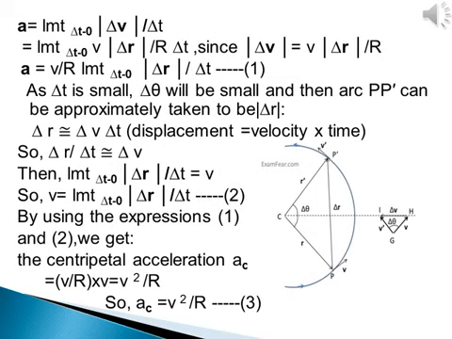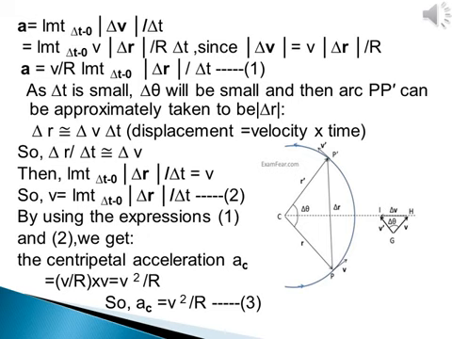Then the magnitude of instantaneous acceleration can be written as a = limit Δt tends to 0 of |ΔV|/Δt, which is equal to limit Δt tends to 0 of (v/R)|ΔR|/Δt. So, a = (v/R) limit Δt tends to 0 of |ΔR|/Δt, which is the expression 1.